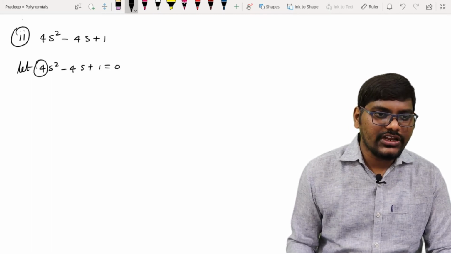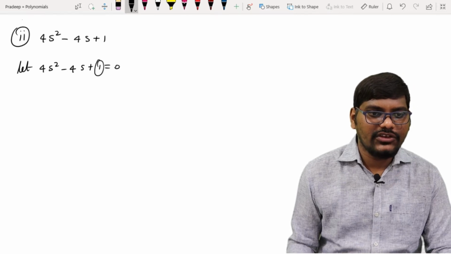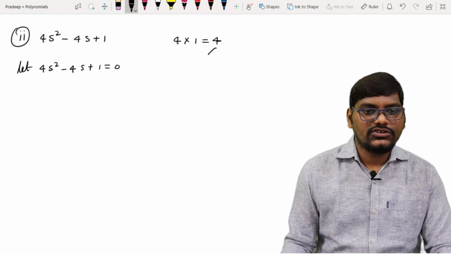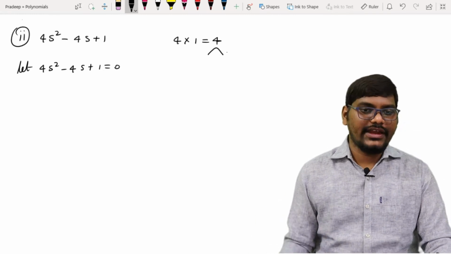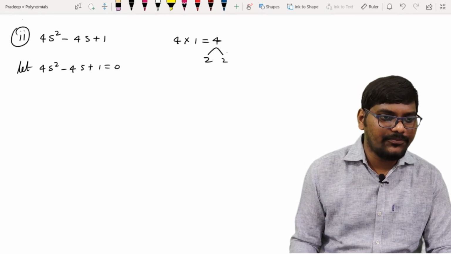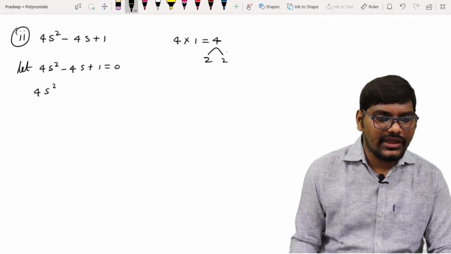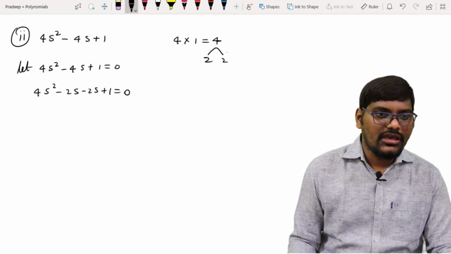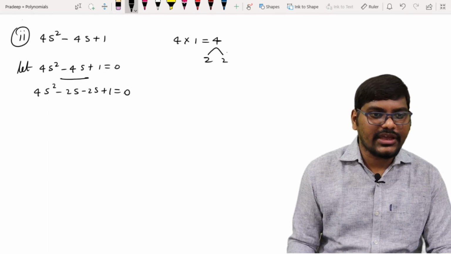So the quotient here is 4, and here the value is 1. So I can write 4 ones, it is 4. So for the roots, I can write 2 twos is 4. That is exactly satisfying the middle term. So I can write 4s square minus 2s minus 2s plus 1 equal to 0. Minus 2s minus 2s in the sense that is minus 4s.